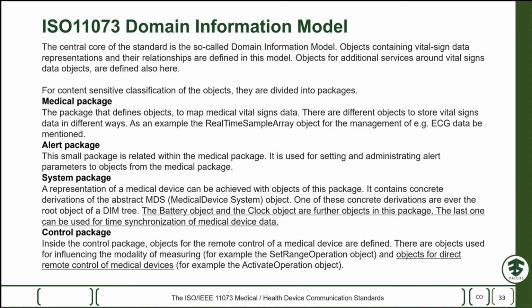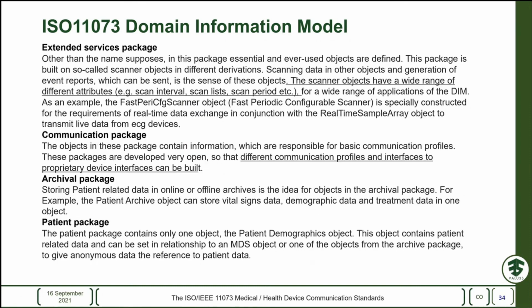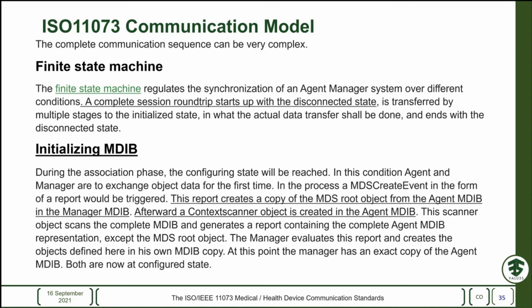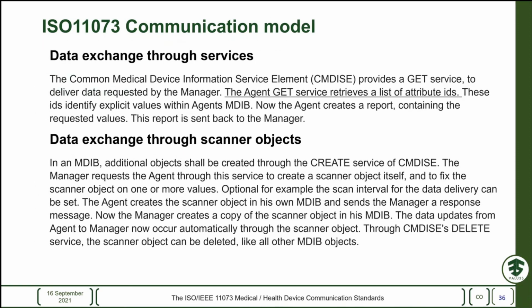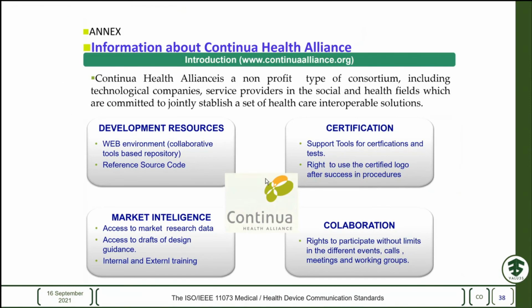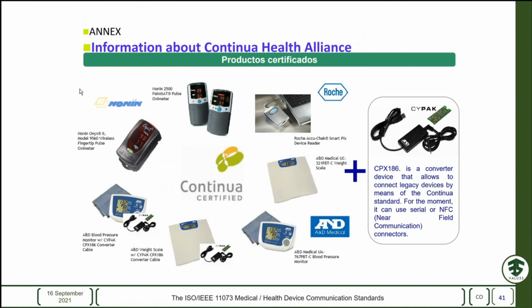So, okay, this is a little bit of the same, what everything is: medical package, alert package, system package. I will give you these slides so you can look at them and have a closer look. I want to finish earlier, so if you have questions. So regarding communication model, I will not go very much over it. Essentially, this is not the main aspect. I think more or less I have mentioned it and the Continua Health Alliance. Okay, I leave you 7 minutes for questions. So this is the presentation I have prepared for you.